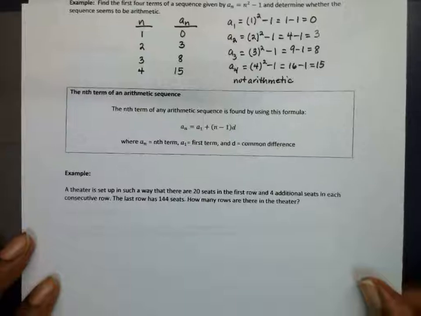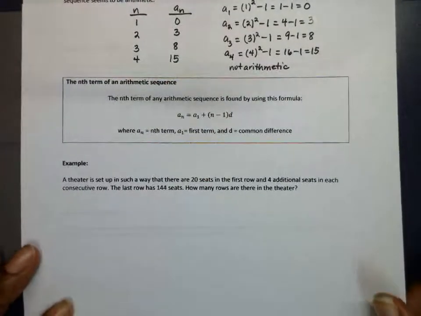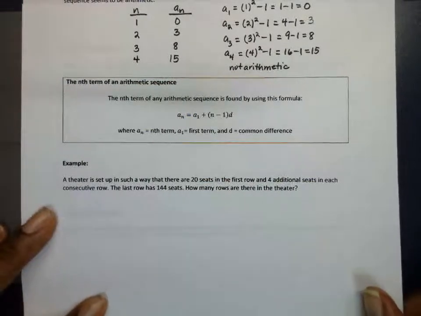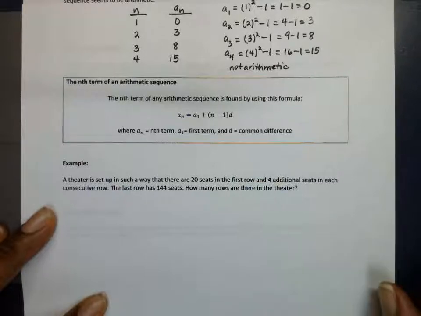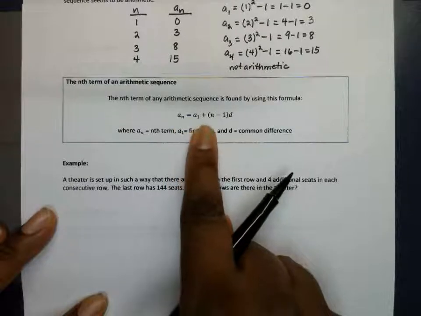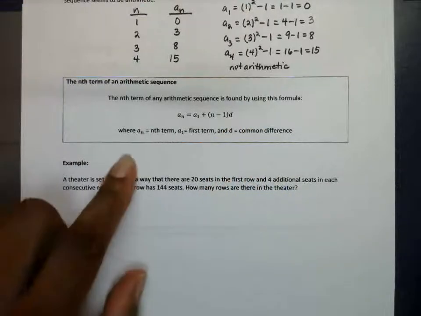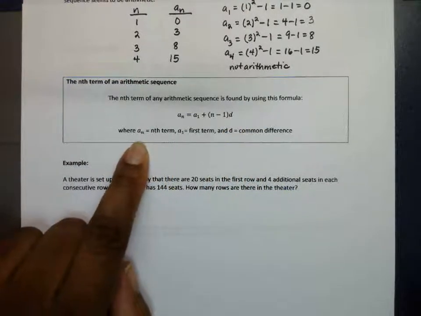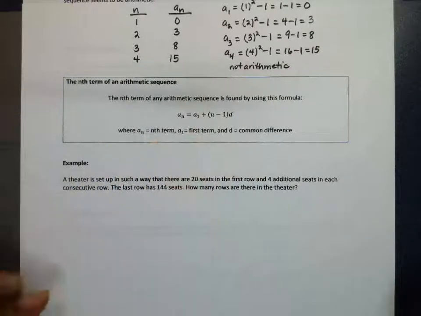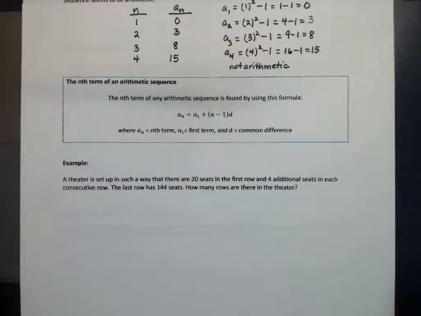All right, next, here's the general equation for the nth term of any arithmetic sequence. The nth term of any arithmetic sequence is going to be found by using this formula: a sub n equals a sub 1 plus (n minus 1) times d. Here, the nth term would be a sub n, the first term will be a sub 1, and your d is going to be the common difference.